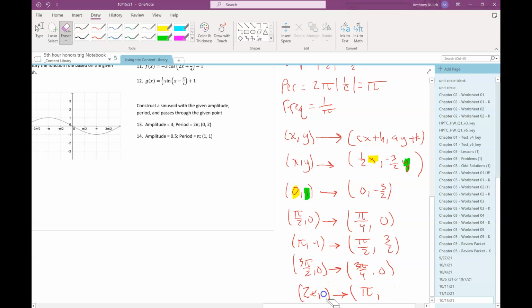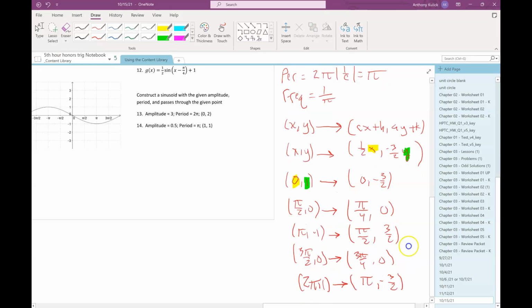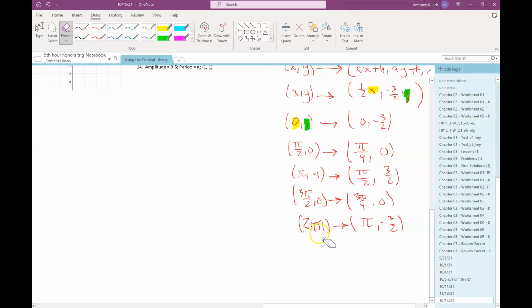Oh, that should be 2 pi 1. My mistake. I thought you were asking me because you couldn't read it, not because you didn't think it was right, because it wasn't right.